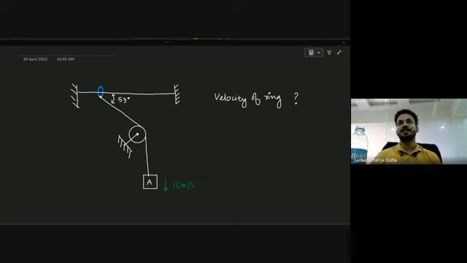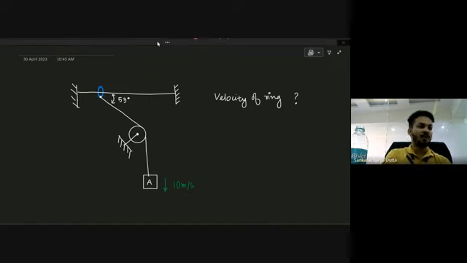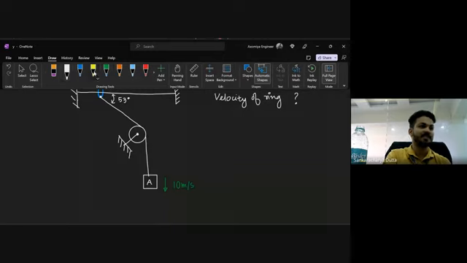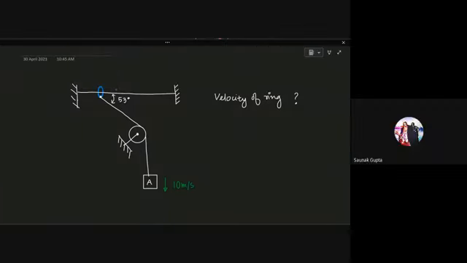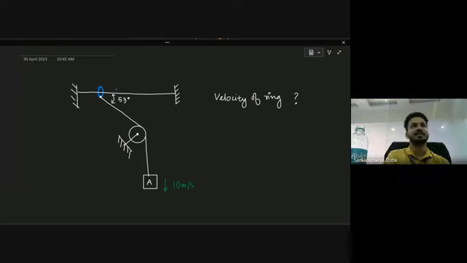Yes, 6 meters per second, 50 by 3, 12.5. How much is 12.5? 50 by 3 is the correct answer. Let us figure out how. First thing is to identify where the ring is traveling. In which direction is this ring traveling? Is 50 by 3 the correct answer? Yes, 50 by 3 is the correct answer.